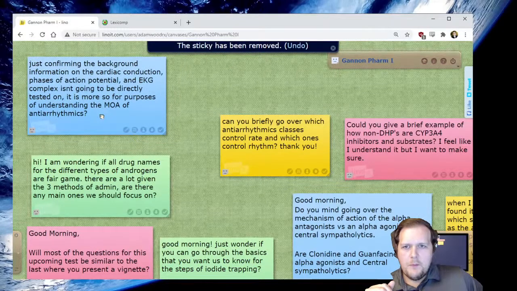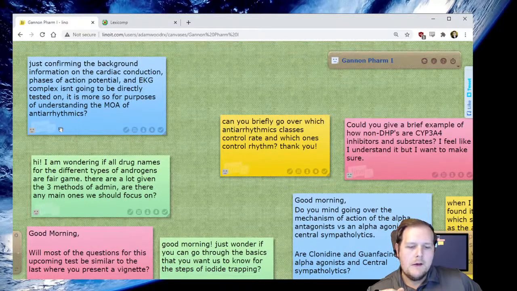Someone said, just confirming the background information on the cardiac conduction, phases of action potential, and EKG complex isn't going to be directly tested on, more so for purposes of understanding mechanism of action of antiarrhythmics. That is correct. The whole point is that you need to understand the underlying physiology, so that way you can understand how the drugs are affecting that. Some people think pharma is just a lot of memorization. There is to some degree. But I think if you intuitively know how these drugs are working in conjunction with how the normal physiology works, that makes it easier to remember that stuff.